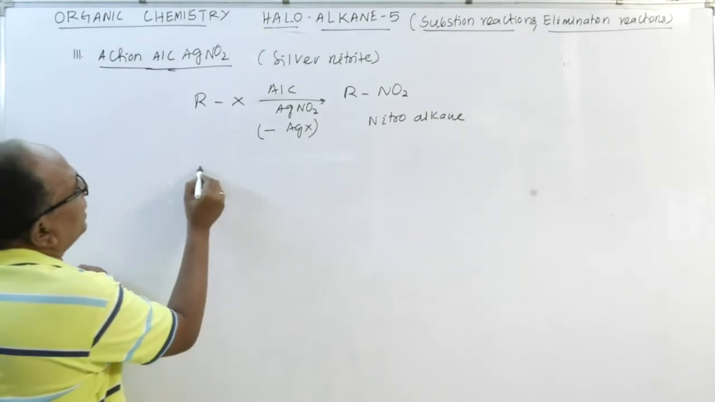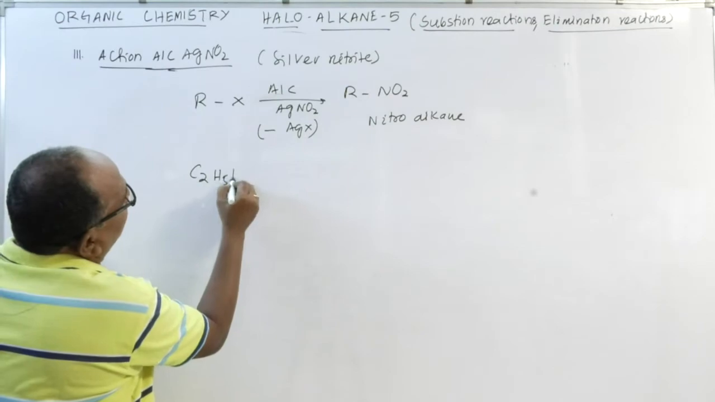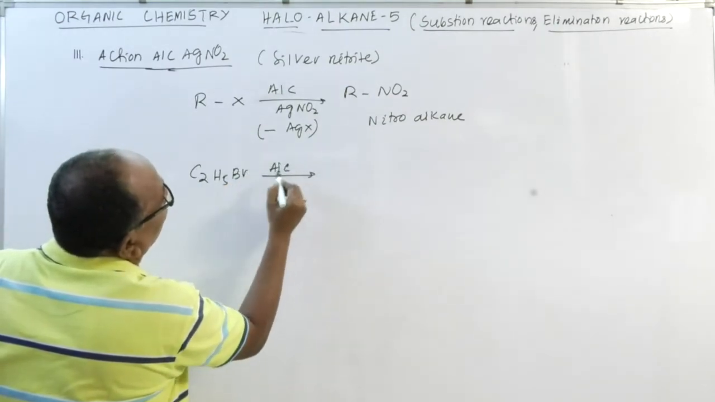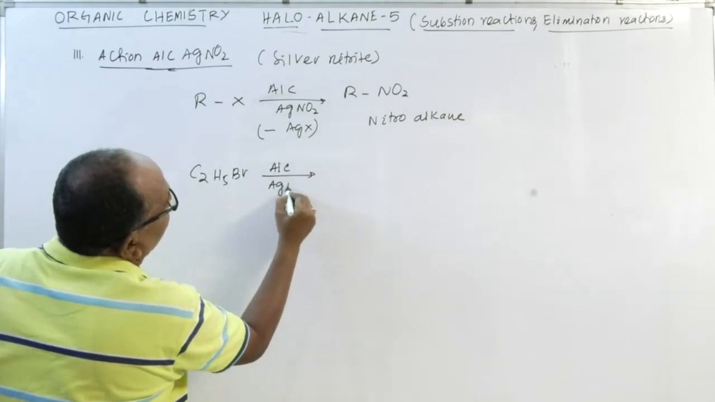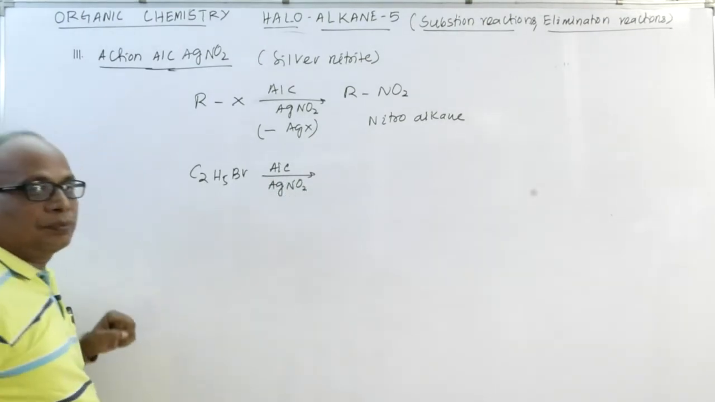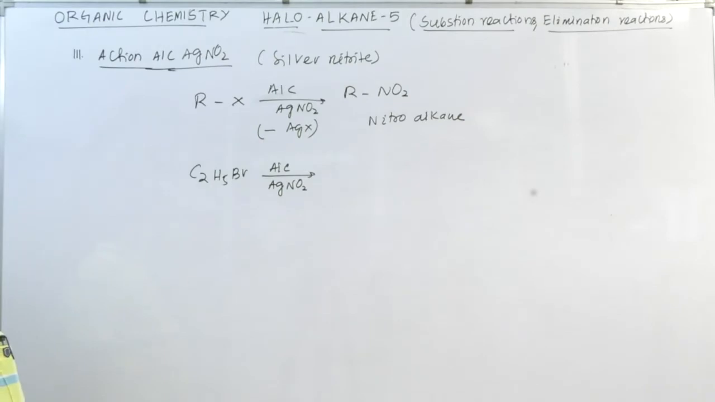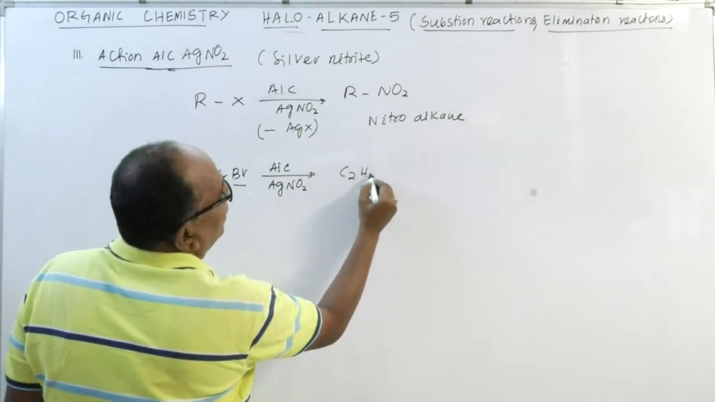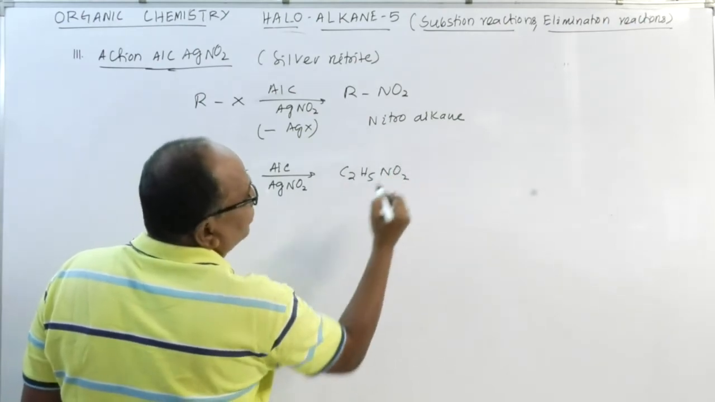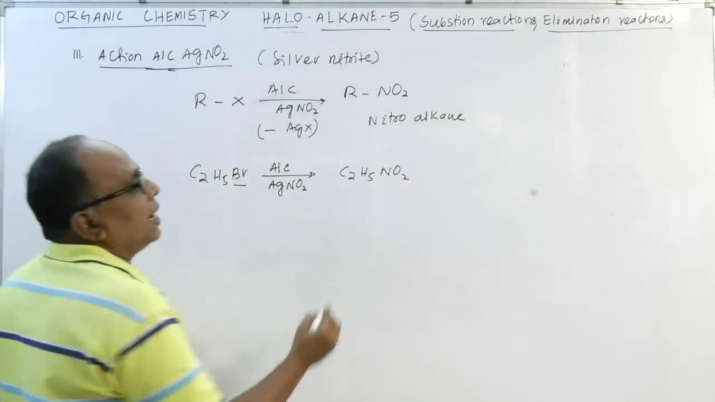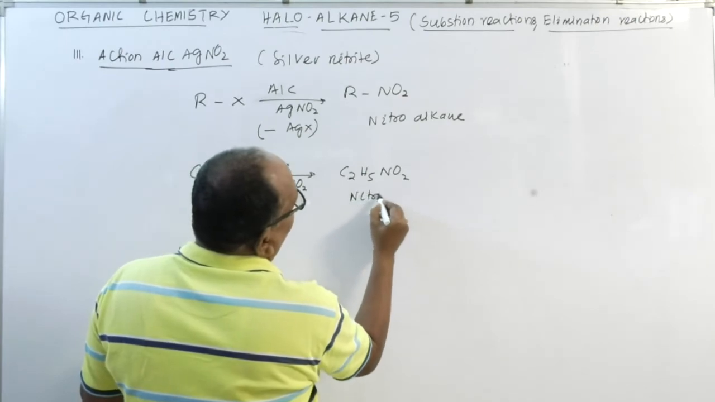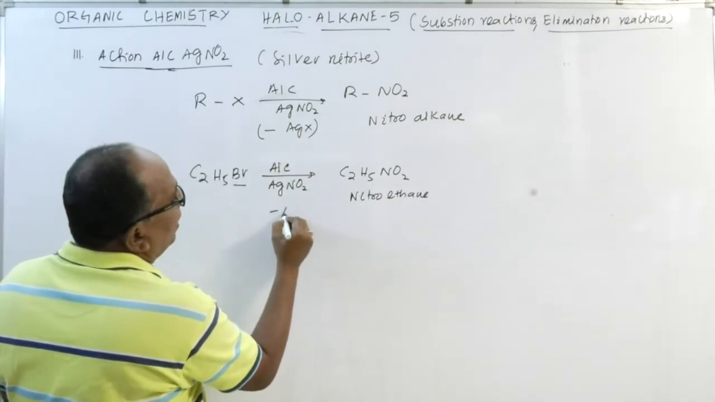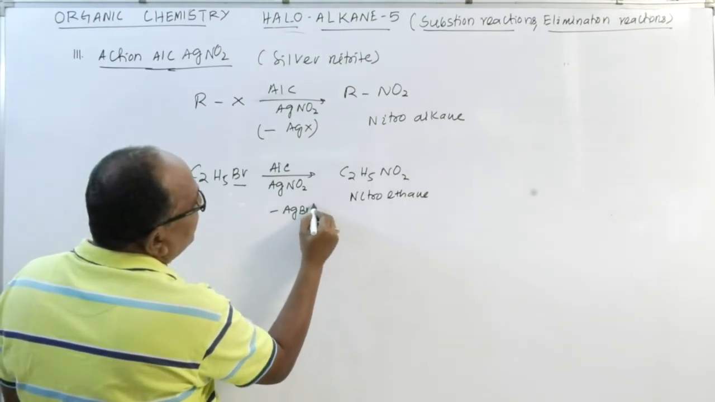And suppose you take ethyl bromide that reacts with alcoholic solution of AgNO2. What product do we get? The Br can be replaced by the nitro group. This is called nitroethane, by losing molecular AgBr.